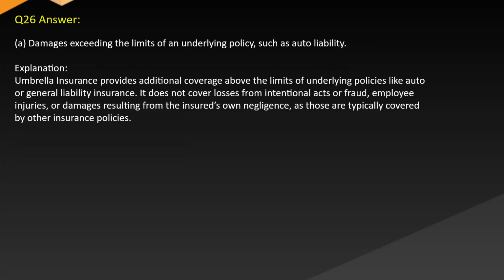Answer. A. Damages exceeding the limits of an underlying policy, such as auto liability. Explanation. Umbrella insurance provides additional coverage above the limits of underlying policies like auto or general liability insurance. It does not cover losses from intentional acts or fraud, employee injuries, or damages resulting from the insured's own negligence, as those are typically covered by other insurance policies.